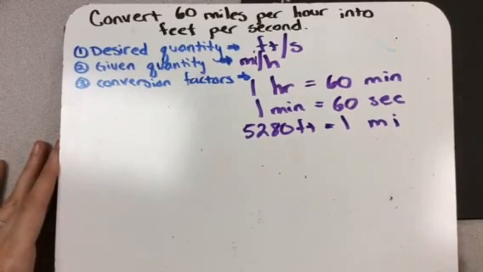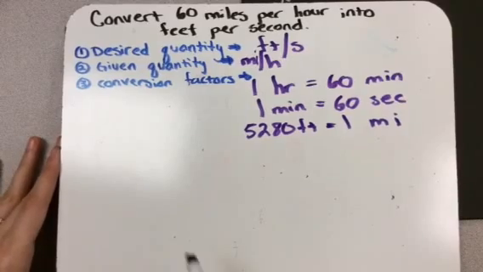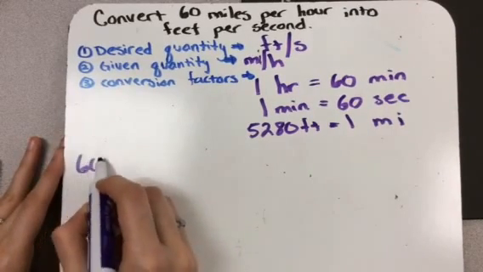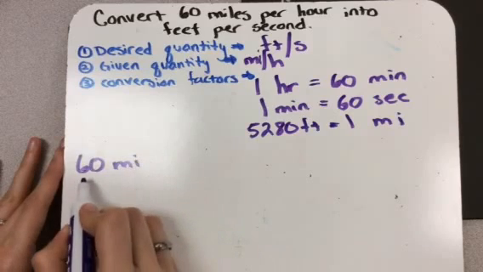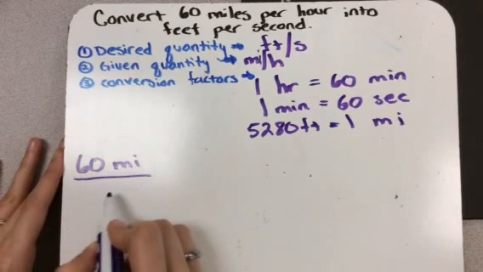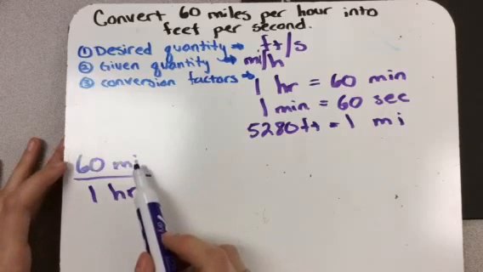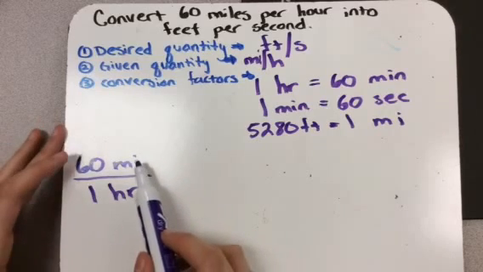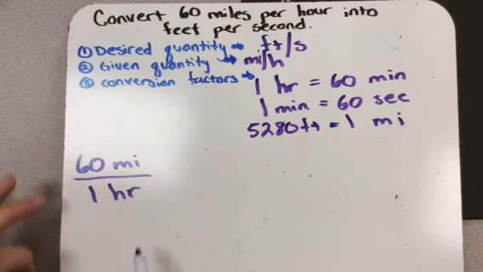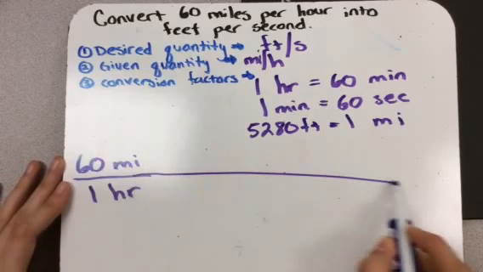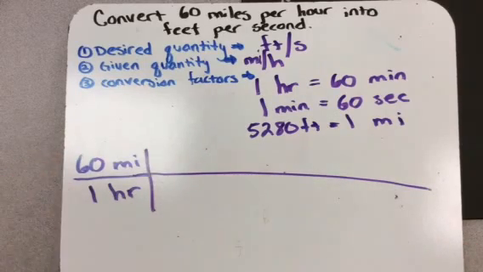we're going to start with our given quantity in the top left. So we have been given 60 miles, and we're actually going to put the 1 hour on the bottom, because that's what it really means, 60 miles per hour. 60 is in the numerator, 1 hour is in the denominator. And you can extend that division line all the way across.